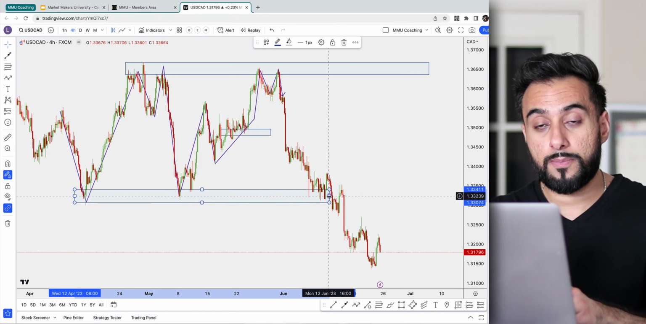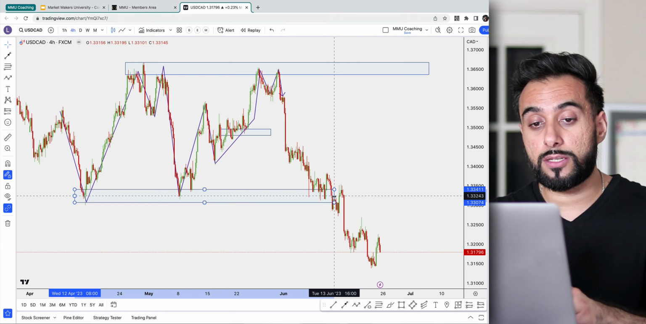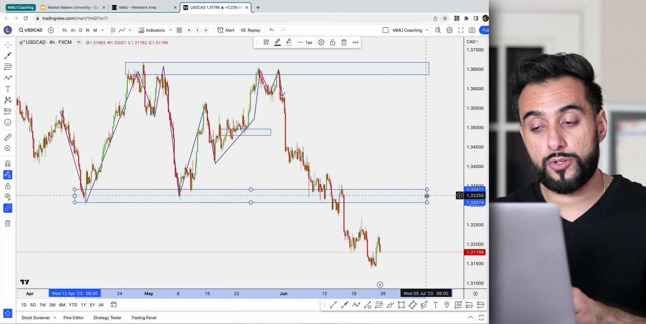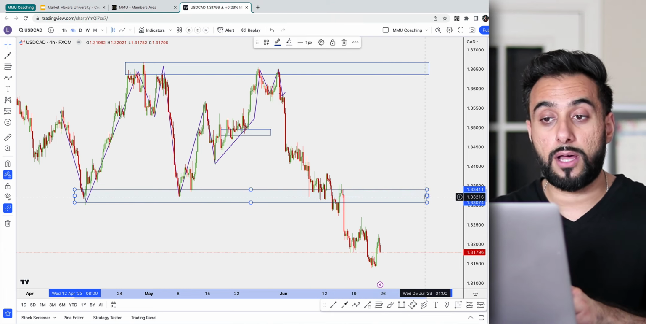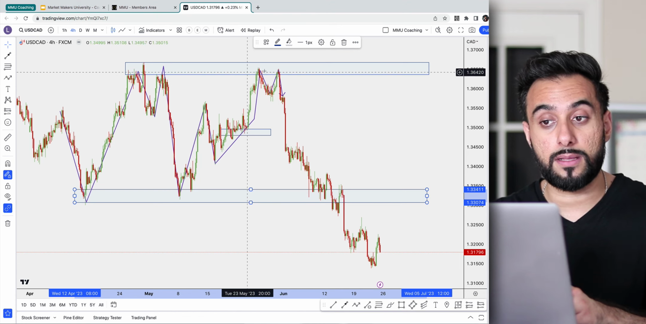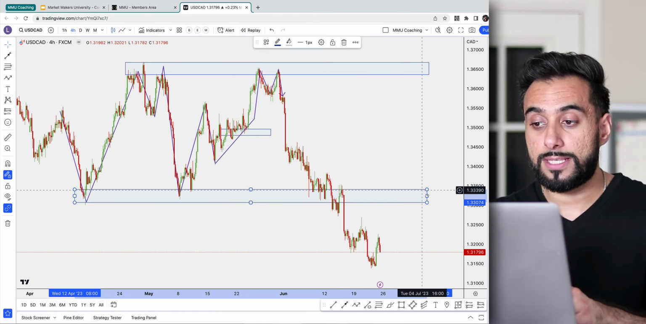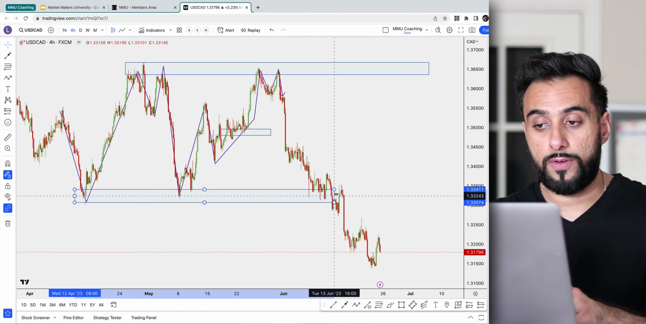But if for whatever reason you did decide to use that zone as a marker point in the future, just know that the probability is going to be a lot lower than something like this. This is a lot cleaner and stronger zone. So in this case, I could just end the zone right over here in this area.